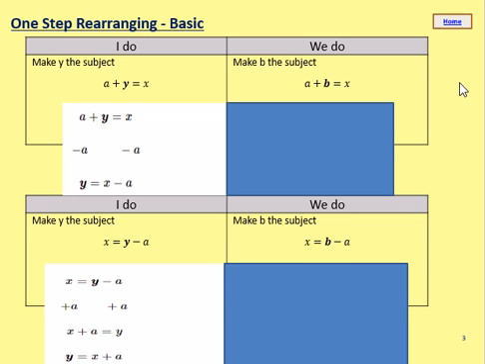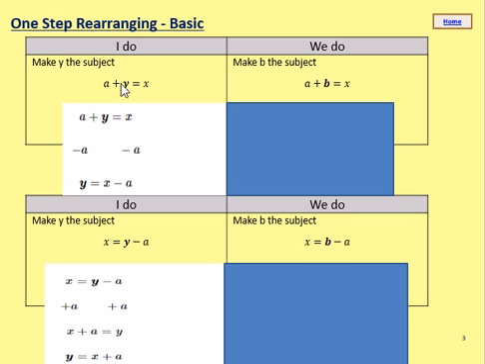Okay, so starting off with the real basics. First one, we've got make y the subject, and it says a plus y equals x. Making y the subject means that in the end, we want an answer that says y equals something. So we want to find out what y equals. That's what making y the subject means. So in the first one, we've got a plus y equals x, and we want just y on its own. We want y equals something.